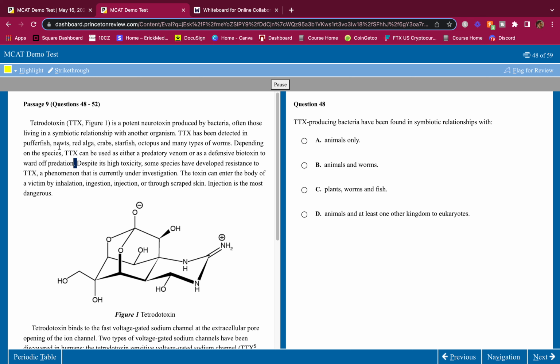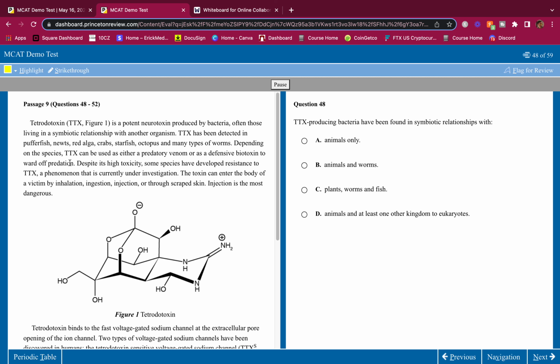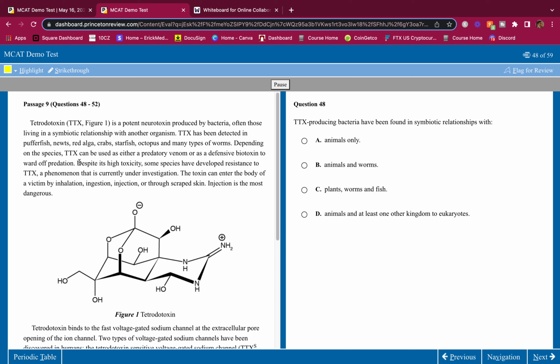Okay, I'm not highlighting anything yet because I don't really see anything that pops out at me. It's like I'm reading a textbook, really. It's nothing too crazy right now. Despite its high toxicity, okay, here we go. Some species have developed resistance to TTX, a phenomenon that is currently under investigation. The toxin can enter the body of a victim by inhalation, ingestion, injection, or through scraped skin. Injection is the most dangerous.